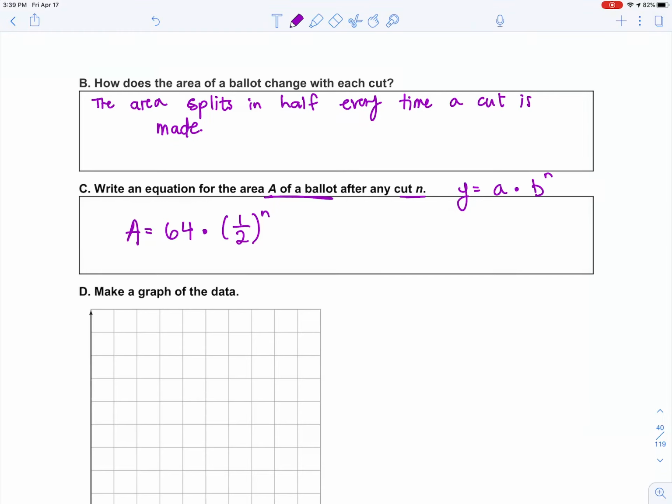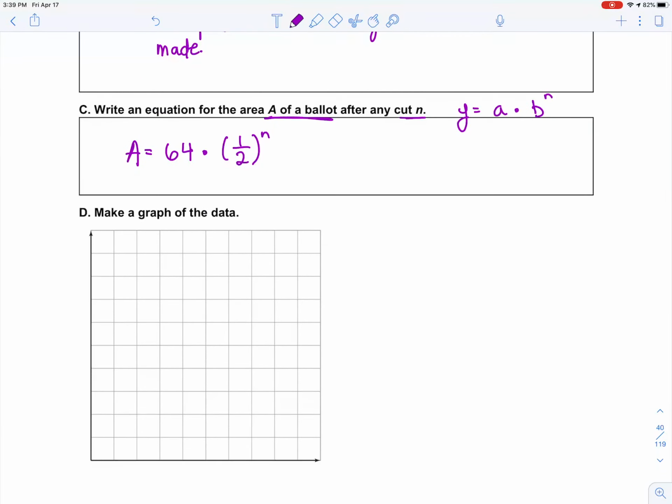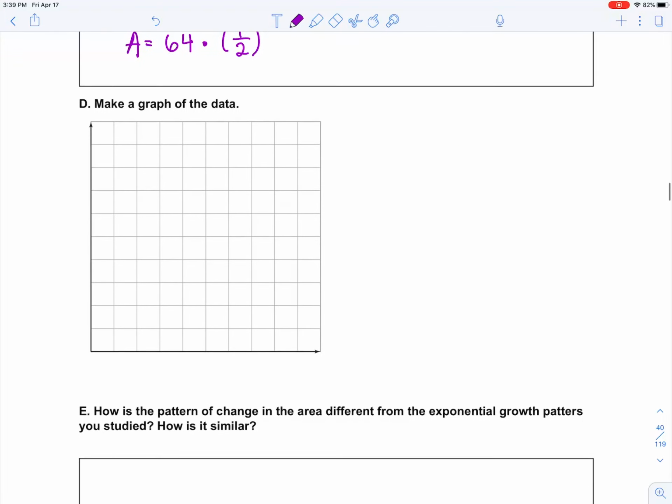Okay. So, there is a significant difference here, but nothing is changing the way we write the equation. All right, let's make a graph of the data.